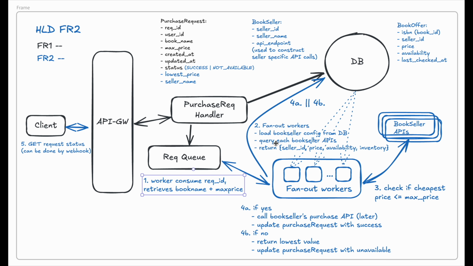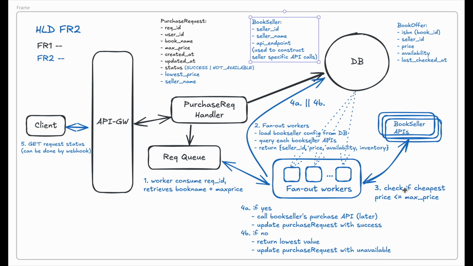And step 2, the find-out worker queries each external bookseller public API directly using seller-specific config from the bookseller table in the database, and it constructs the HTTP requests, like the URL, headers, and payload, using the seller's metadata. It sends the HTTP request and parses the response based on the expected JSON format, and each call returns a normalized tuple such as seller ID, price, availability, and inventory.